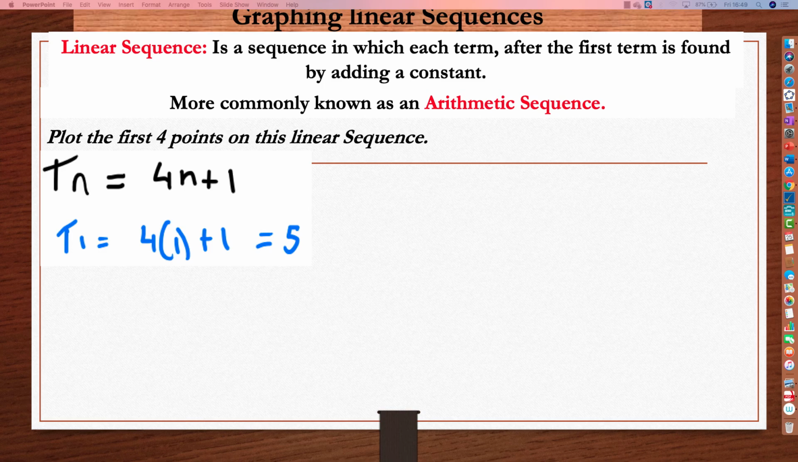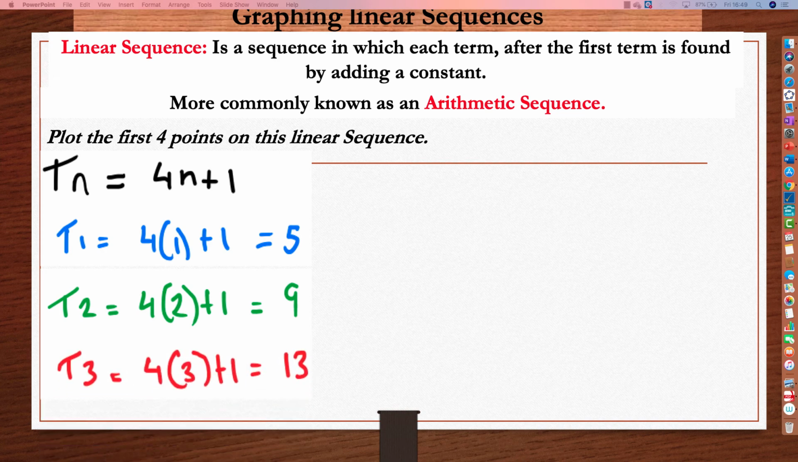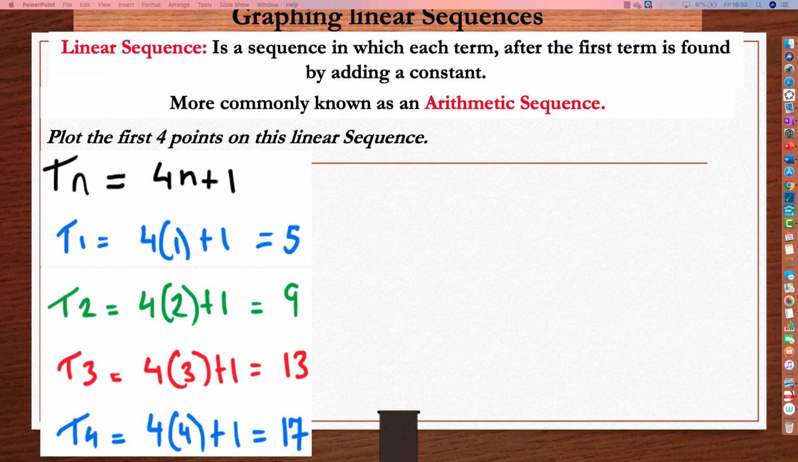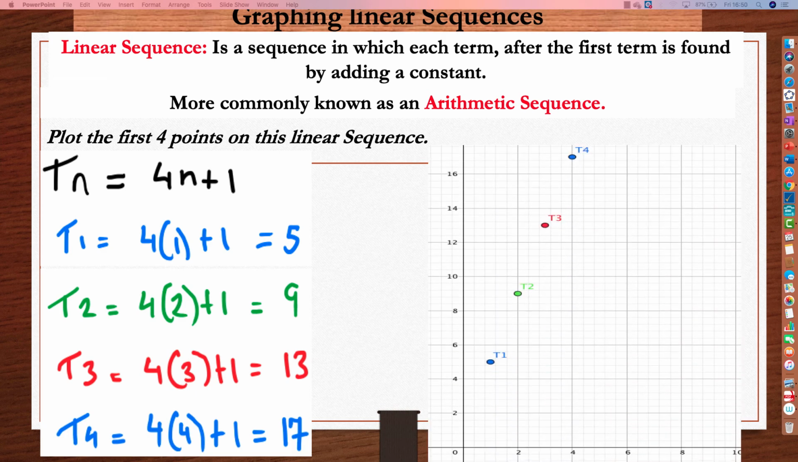So T1 is equal to 4 times 1 plus 1, which is 5. T2 is equal to 4 times 2 plus 1, which is 9. T3 is 4 times 3 plus 1, which is 13. And T4 is 4 times 4 plus 1, which is 17. If you were to plot these points on a graph, we can see they're going up in a straight line.